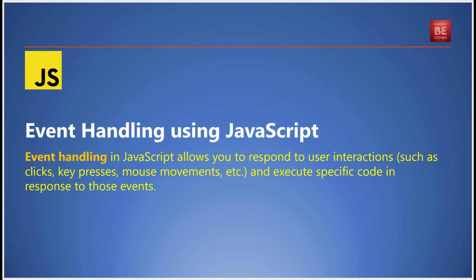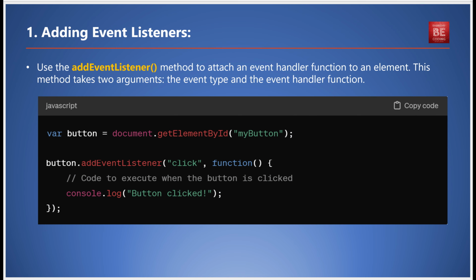To kick things off, we'll discuss adding event listeners. The addEventListener method allows us to attach an event handler function to an element. It takes two arguments, the event type and the event handler function.